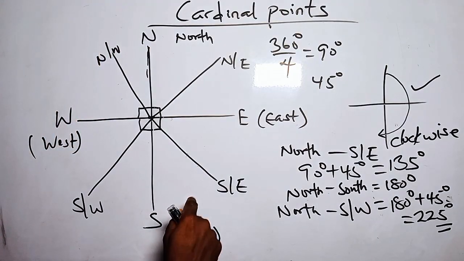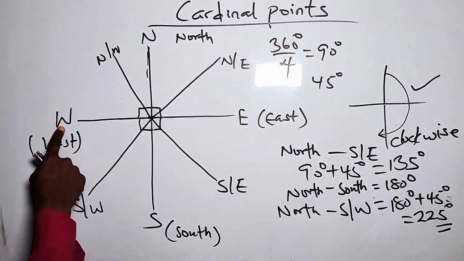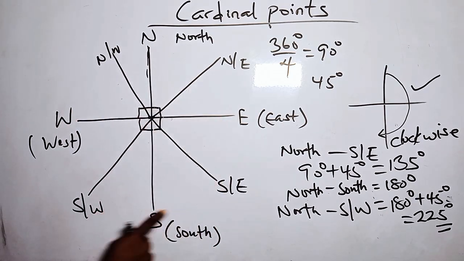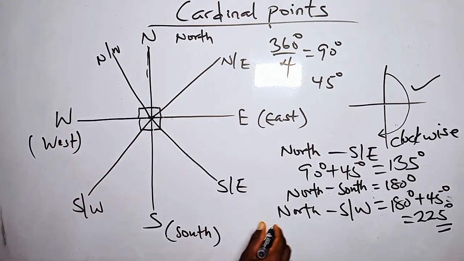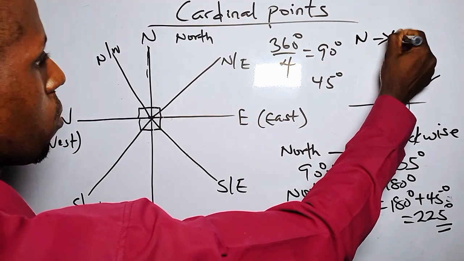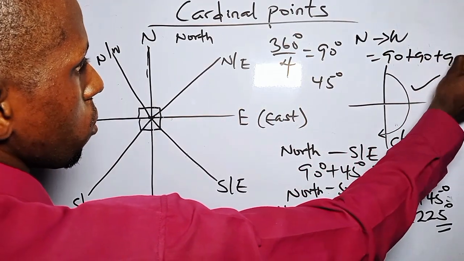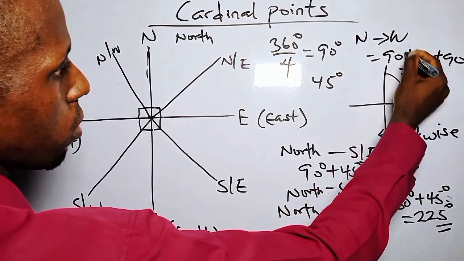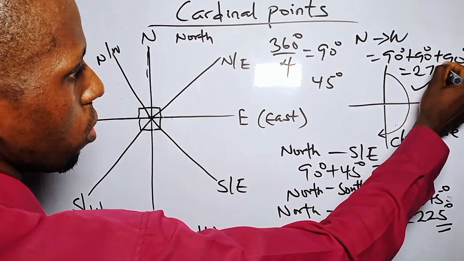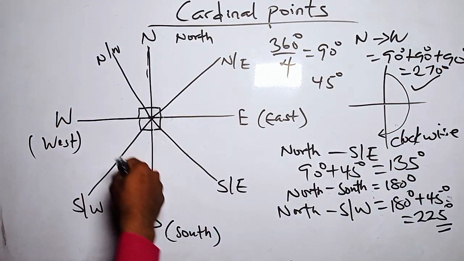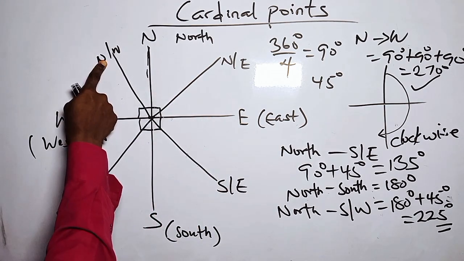So what is the angle taken from north to west? From north to west, this is 90, this is 90, this is 90. So we have north to west as 90 plus 90 plus 90, or you say 90 times 3. So that gives 270 degrees.